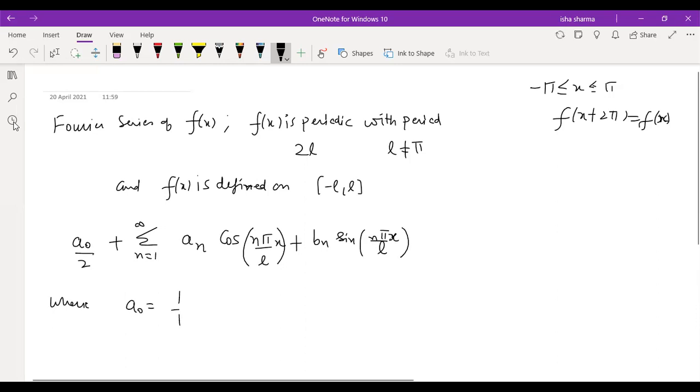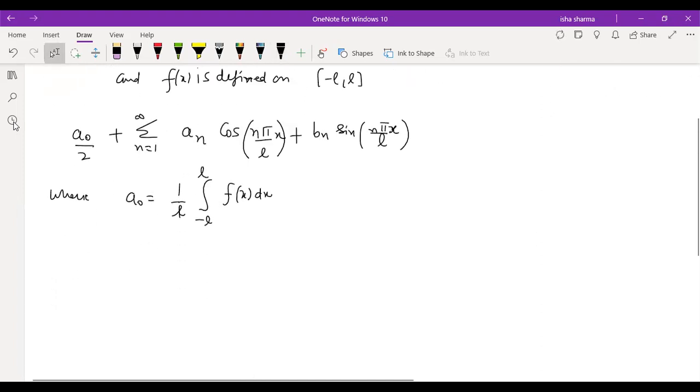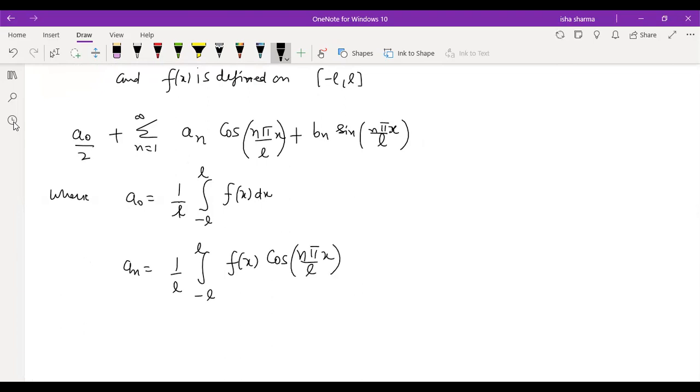a naught is 1 by L integral from minus L to L of f(x) dx. The older formula for a naught was 1 by pi integral from minus pi to pi, so this is now 1 by L integral from minus L to L of f(x) dx. an was 1 by pi integral of f(x) cosine nx, but now this time it is cosine n pi by L x, and bn is going to be 1 by L integral from minus L to L of f(x) sine n pi by L x dx.